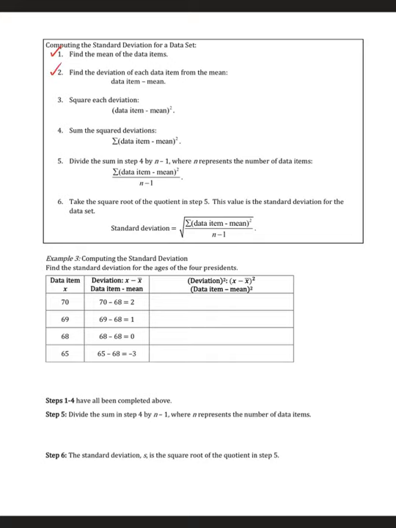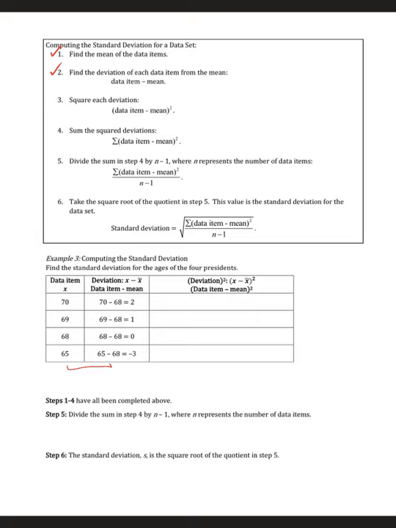The next step then, it says square each deviation. So we want to take the data item minus the mean, which we did in the previous step, and now we're going to square that value. And let's go ahead and look at example 3 here. So we want to find the standard deviation for the 4 President's aides. So you can see that I just took the 2 columns that we did in the previous chart and carried them over here so we have them in front of us.